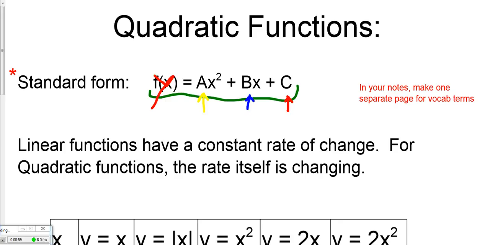Now I want you to make sure that you have in your notes a certain spot set aside just for all of the vocab here. And your first vocab that I want, put a little star by it, this standard form. You can either call it y or f of x equals ax squared plus bx plus c. This is the regular form of quadratic functions.